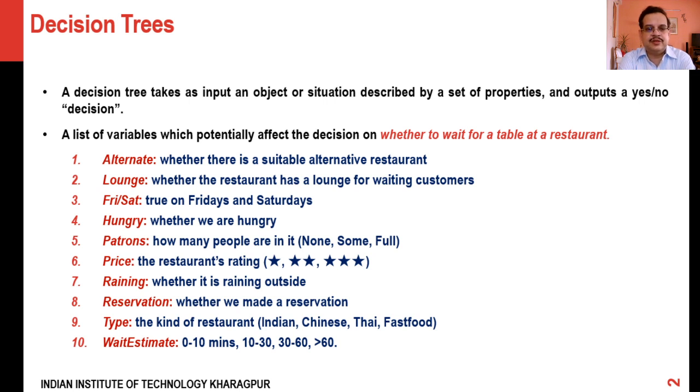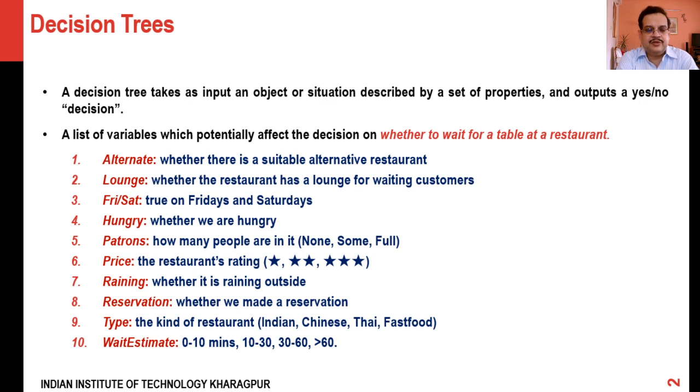The first attribute is whether there is a suitable alternative restaurant, that is, in case I do not wish to wait for the table at this restaurant, are there other restaurants nearby where I may go and try to get a seat. The second criterion is whether the restaurant has a lounge. If it has a very comfortable lounge for waiting customers, then I may decide to wait here. Otherwise it may be pretty hot outside, so it might be a better option to just wait at the lounge.